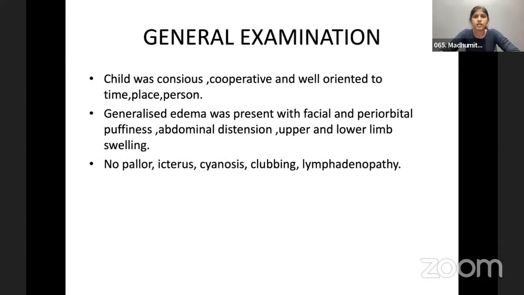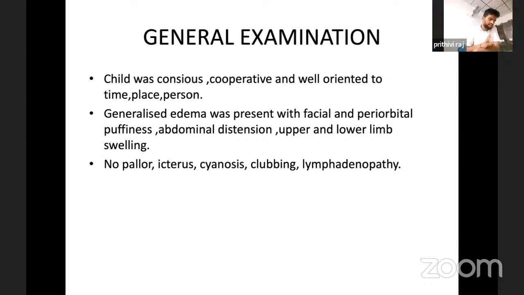Under examination, the child was conscious, cooperative, and well oriented to time, place, person. Generalized edema was present, with facial and periorbital puffiness. Abdominal distension, upper and lower limb swelling is present. No pallor, icterus, cyanosis, clubbing, lymphadenopathy is present.